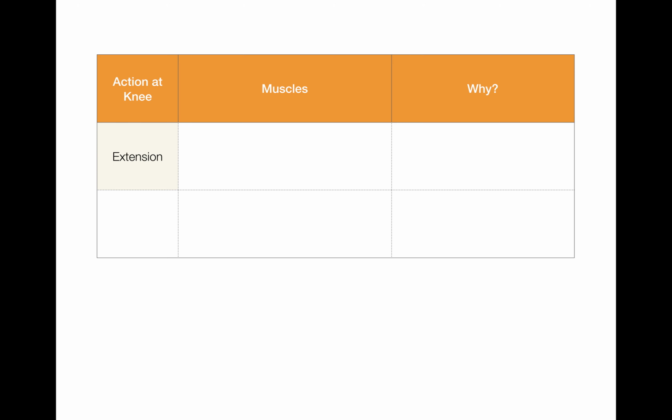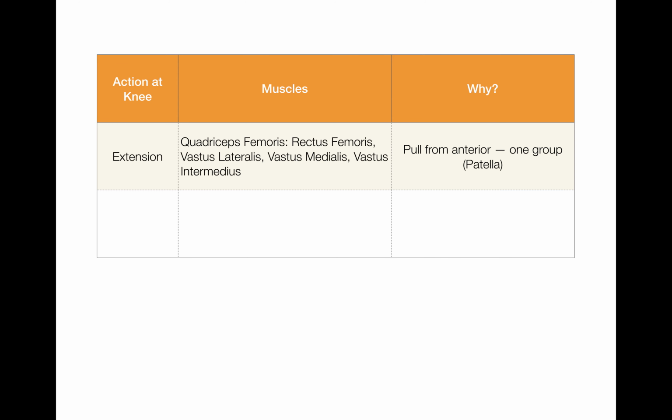Now the knee should be pretty straightforward. It's extension and flexion. There's only one group of muscles that can straighten out your leg, quote unquote, straighten out your leg. That's the quadriceps group, rectus femoris, and the three vastus muscles, because they all pull from the anterior of the knee. One group of muscles acting on that patella, and then that patella follows. So does the tibia. Any other muscle that works at the knee is going to perform flexion.